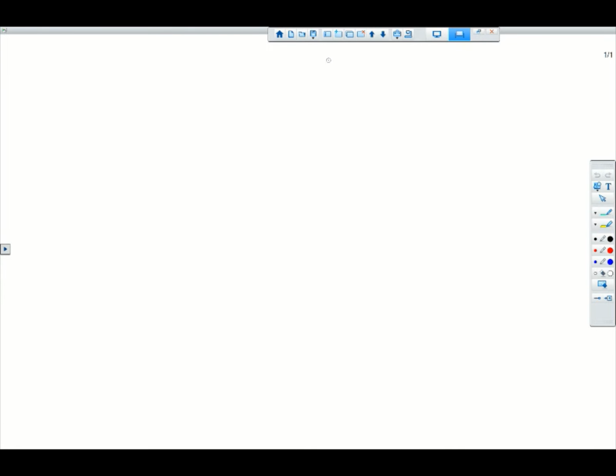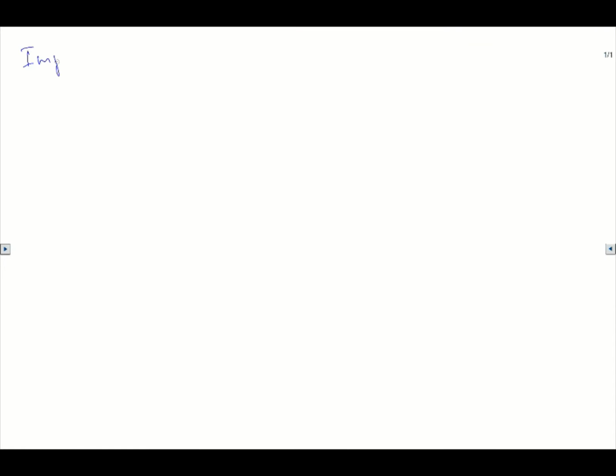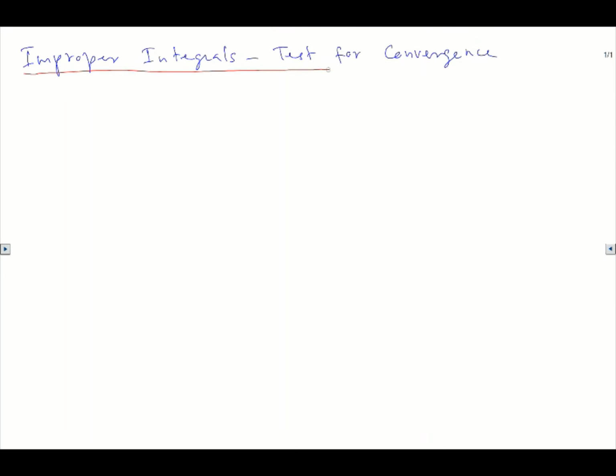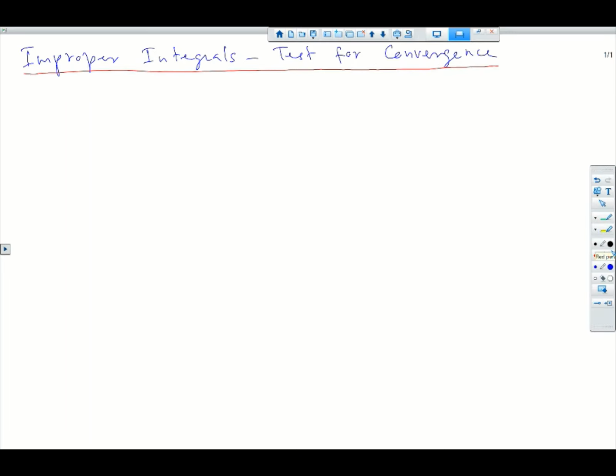So this is the last part of improper integrals. In this section, we're going to do tests for convergence. So basically what we are doing is we're going to answer a question like this.